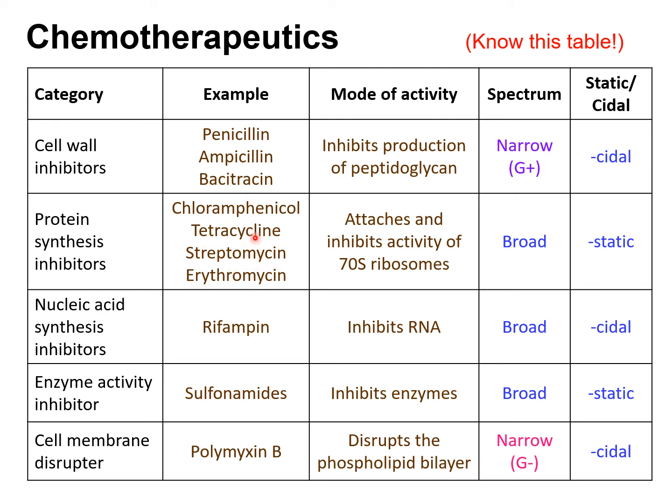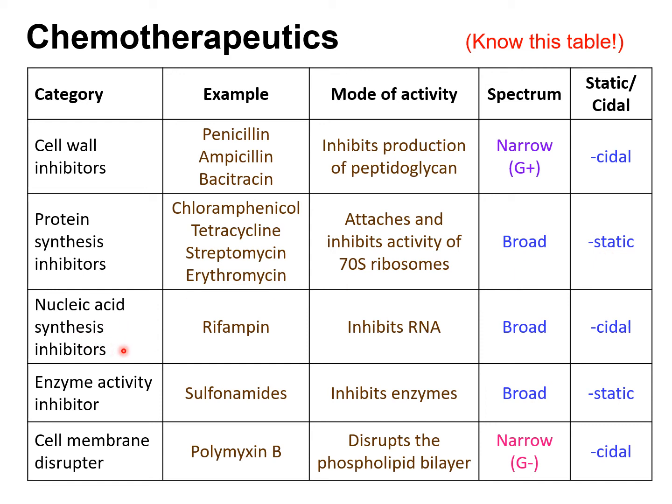These antibiotics listed over here, those are going to target the protein synthesis. They're going to inhibit the protein synthesis. How do they do that? Well, they attach themselves to the 70S ribosome within the bacteria. And by attaching themselves to that ribosome, they basically block the production of proteins. Those are also broad spectrum antibiotics, and those are static. So those are going to inhibit the growth of the bacteria.